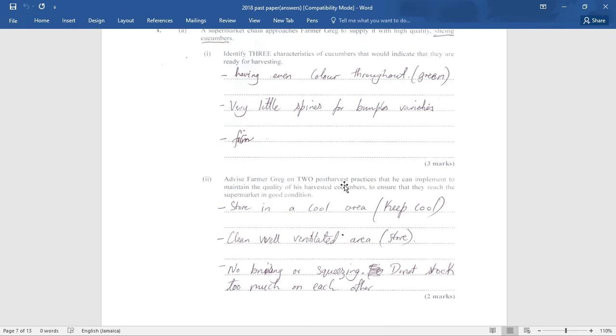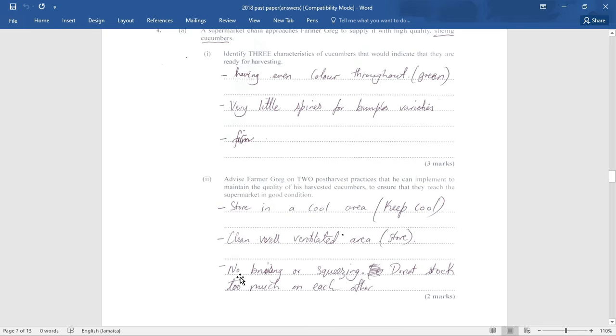Alright, so 1, you could store it in a cool area. 2, clean, well ventilated area. So airflow again will make sure that there is not too much moisture in the air to speed up the decomposing process of the cucumber.